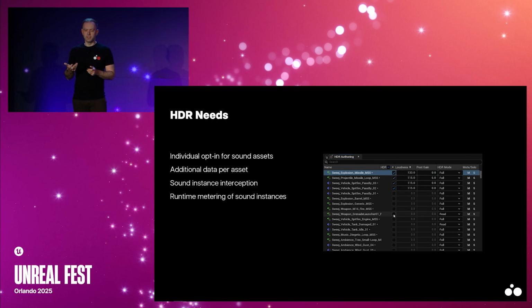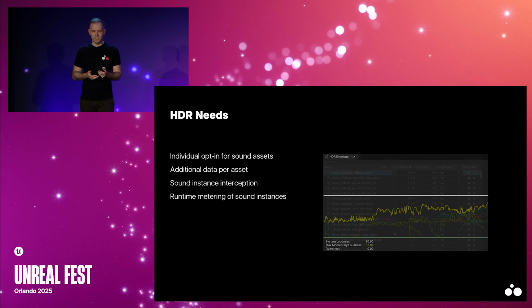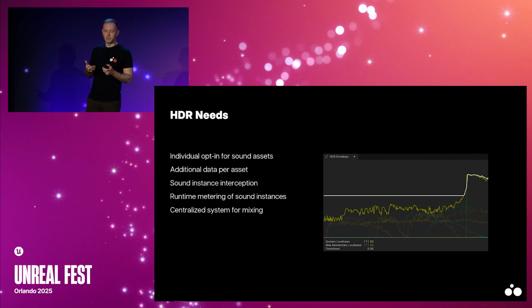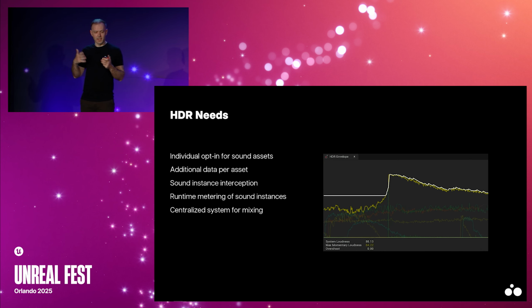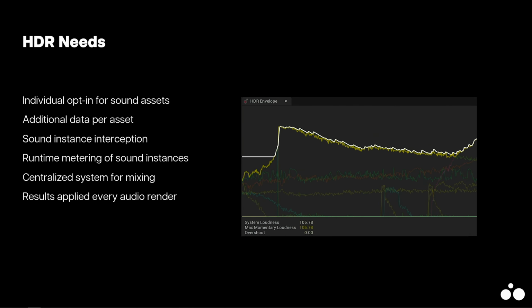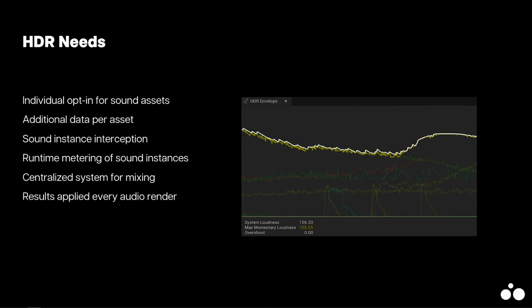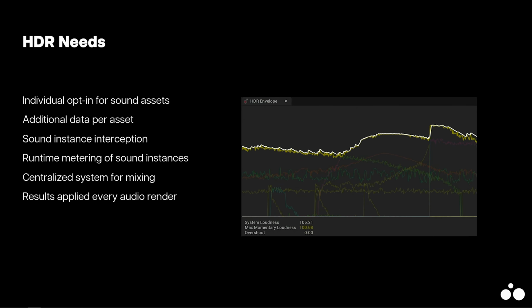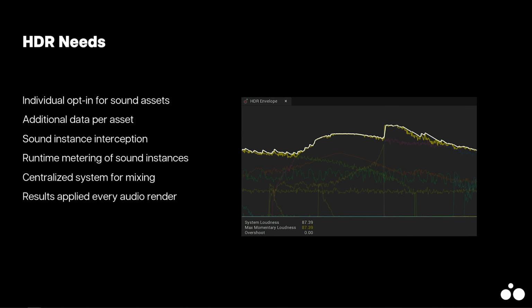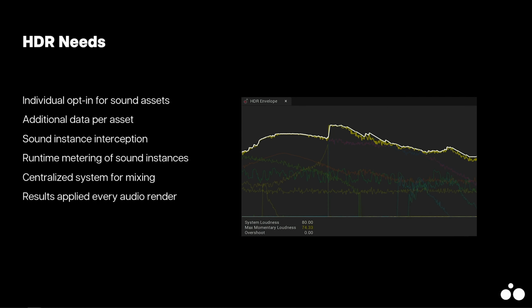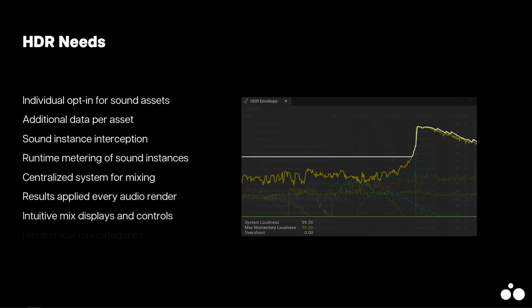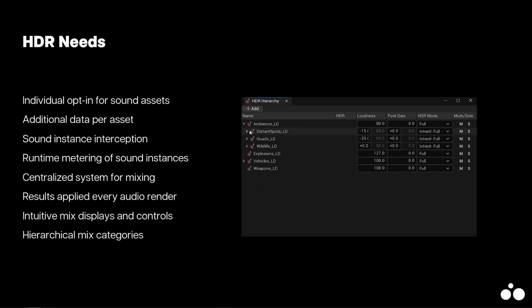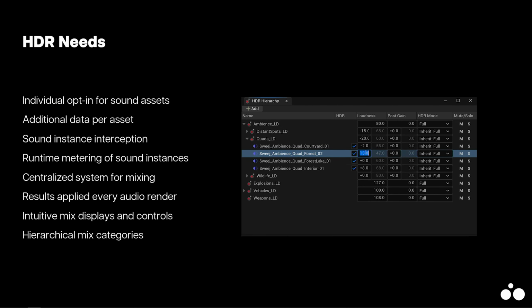And the concept of HDR requires a centralized mixing system, which is scoped to the lifetime of the audio device. In other words, it exists for the whole lifetime of the game or the PIE session or the editor or whatever. We knew we'd need to apply the results of the mix calculation as granularly as possible, every audio render frame, so as to avoid audibly stepping the volume. And to handle content at scale, sound designers need to be able to group HDR sounds into categories whose values behave hierarchically to allow broad strokes mixing with fine-grained control.